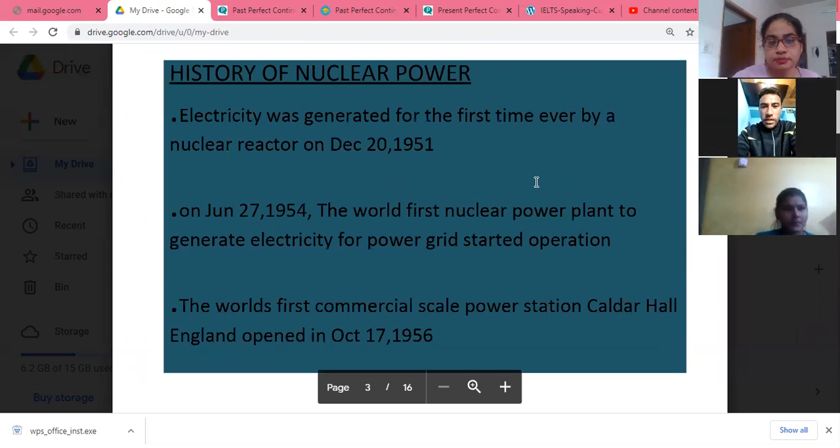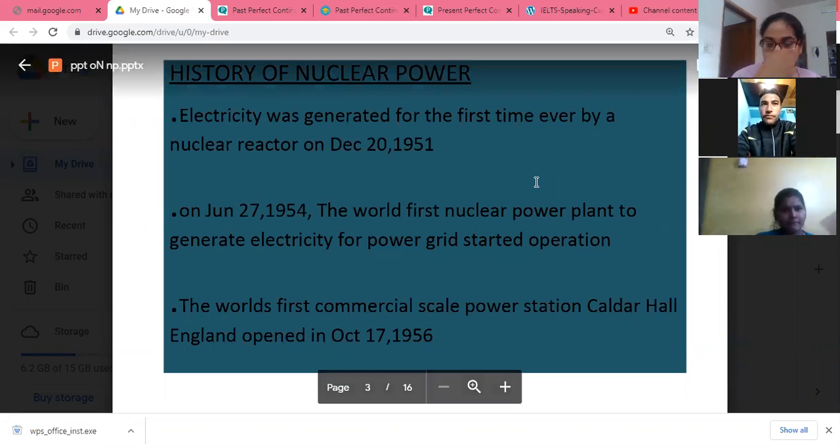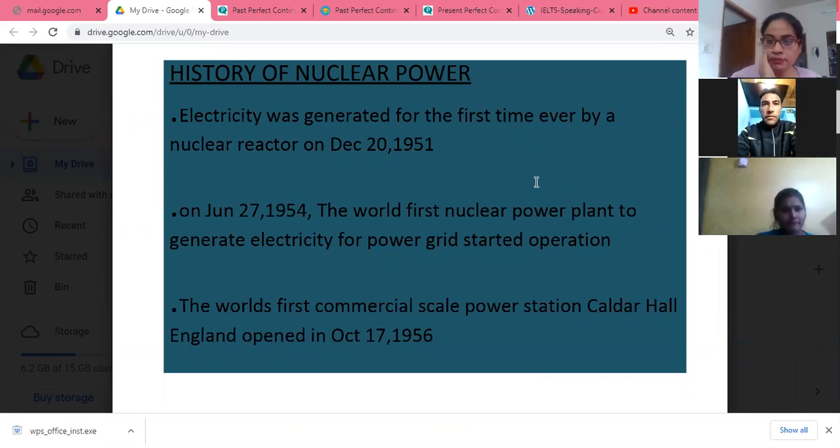On June 27, 1954, the world's first nuclear power plant to generate electricity for a power grid started operations at Obninsk, USSR. The world's first commercial-scale power station, Calder Hall in England, opened on October 17, 1956. First nuclear power plants in the world.